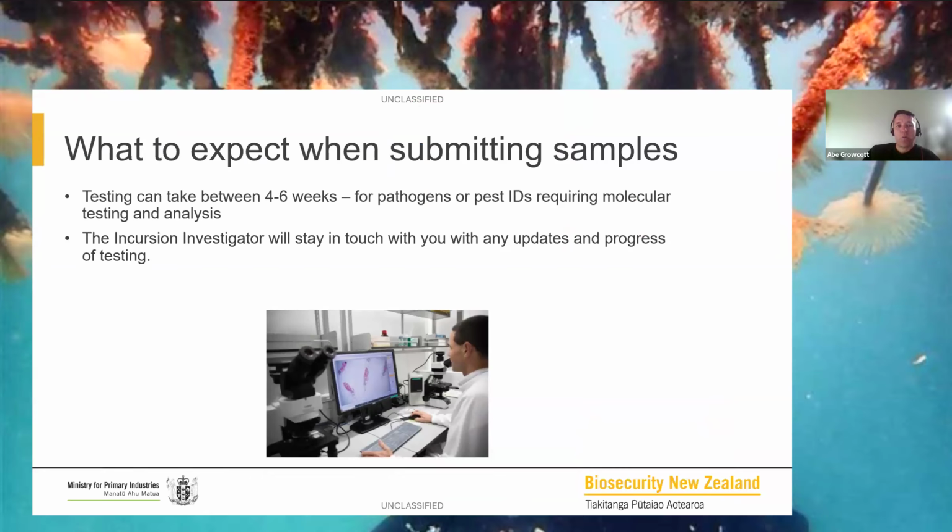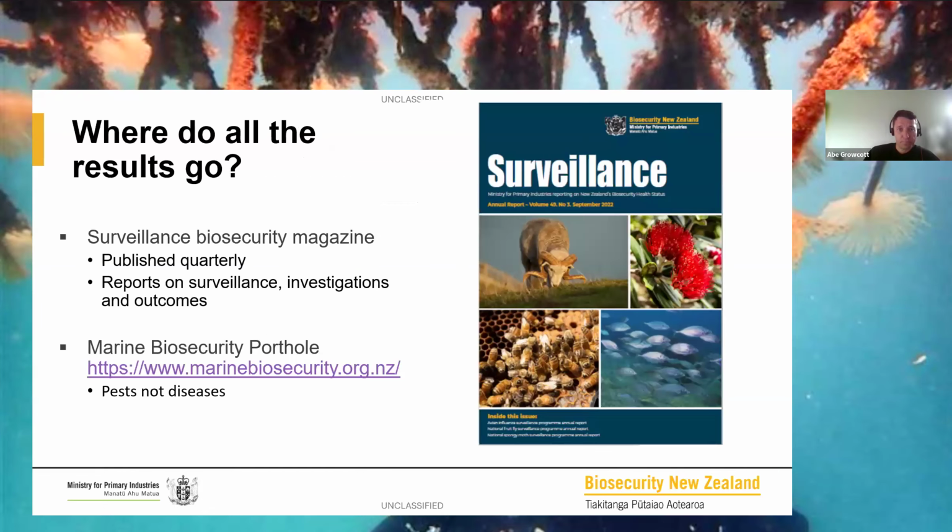Testing sometimes can take quite a while. For pathogen testing, sometimes you have to run a number of different tests and then interpret those results, and that can take quite a lot of time. That can be true for pest IDs too. Sometimes you have to do a morphological assessment, paired with genetic testing, and then interpret those results, and that can be a bit of a process. But the incursion investigator will stay in touch and update you as that progresses.